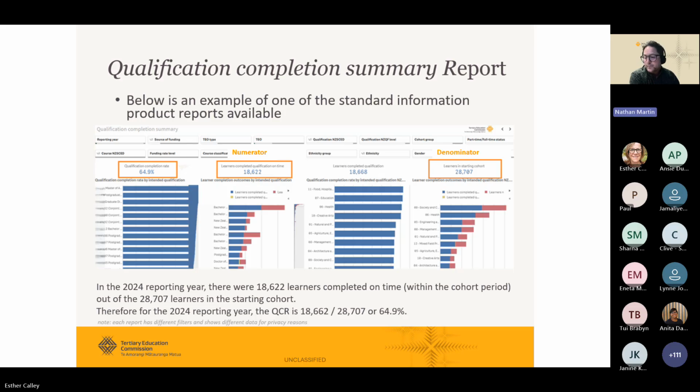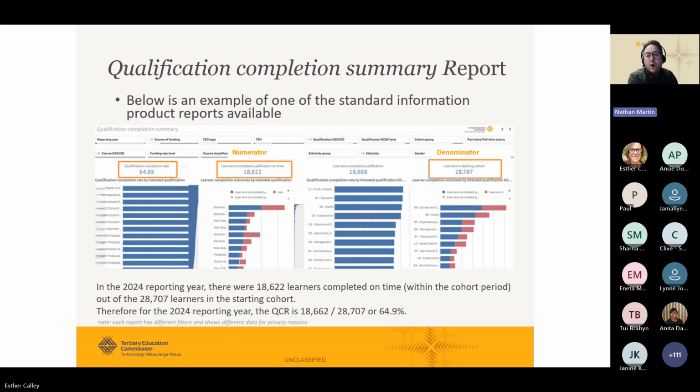In this example, 18,622 learners completed their qualification on time. That's within the cohort period. This is out of 28,707 learners who first entered the starting cohort, for a qualification completion rate of 64.9%.